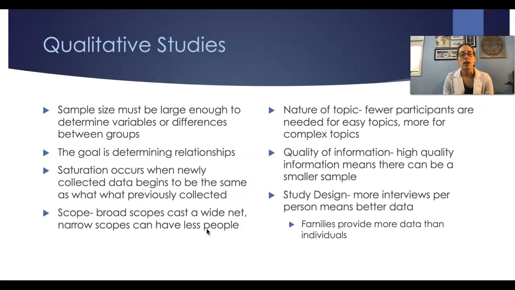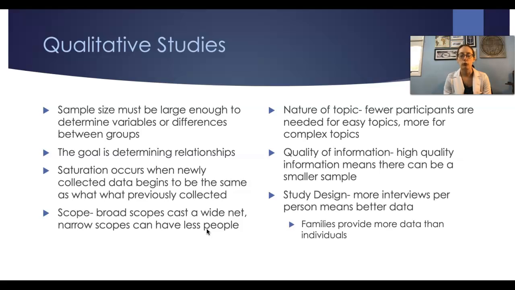And then scope. So broad scopes cast a wide net, and narrow scopes tend to have less people. So if I want to know the generalized emotions regarding the COVID-19 virus of the United States, I need a wide net for a lot of people. But eventually I'm going to hit saturation, right? There's a couple of different types of people who are having this problem. Either they are highly anxious and highly concerned, maybe they are nonchalant about it and don't think it's a big deal, or they're somewhere in the middle. So eventually I'm going to saturate based on the population.